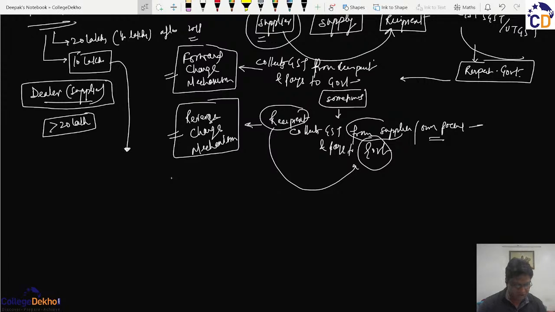Then he will become a big dealer for that particular state, and that is why the four states of the northeast, namely Manipur, Meghalaya, Nagaland, and Mizoram.